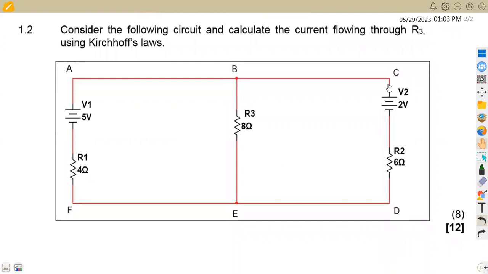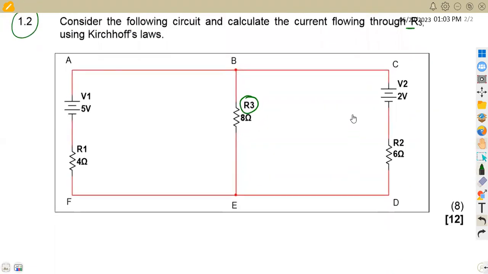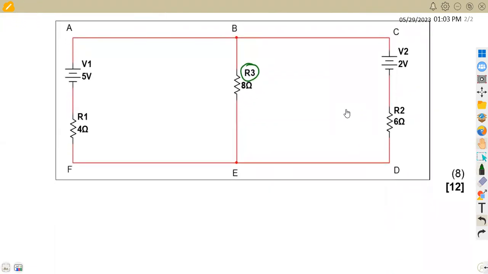On 1.3, this is 1.2. This is the part that applies the second law, which is the voltage law. Consider the following circuit and calculate the current flowing through resistor R3 using Kirchhoff's law. This is our resistor R3, so you need the current that is flowing through this resistor. What you need from your N3, guys, if you still remember, is to focus on calculating the current through resistor R3.